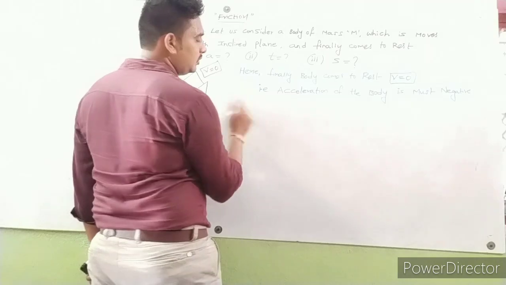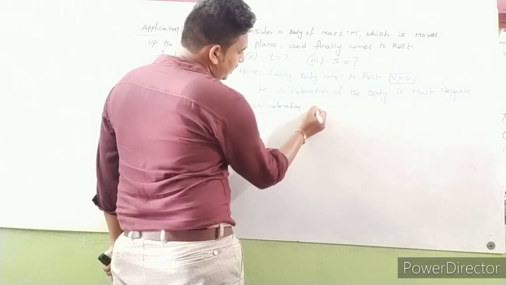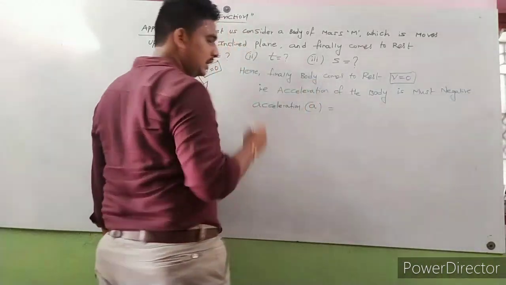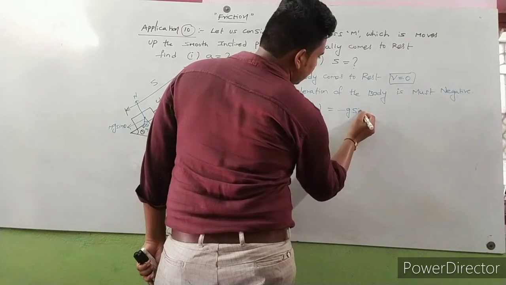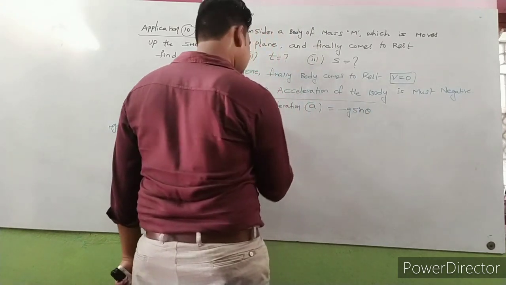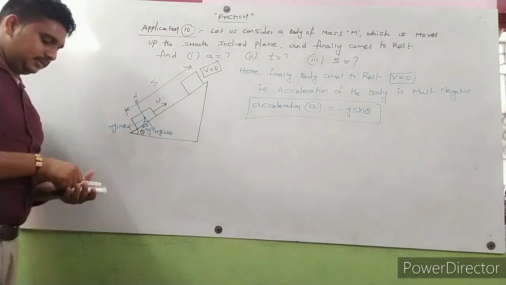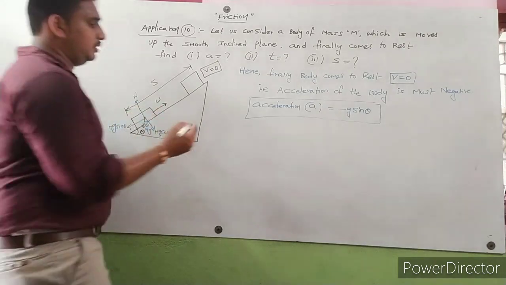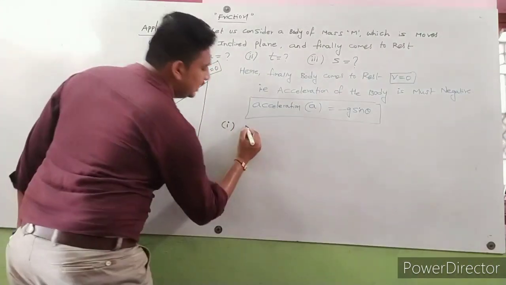So acceleration a is equal to minus g sin theta. Acceleration is equal to minus g sin theta. So now, first one, we need the time.